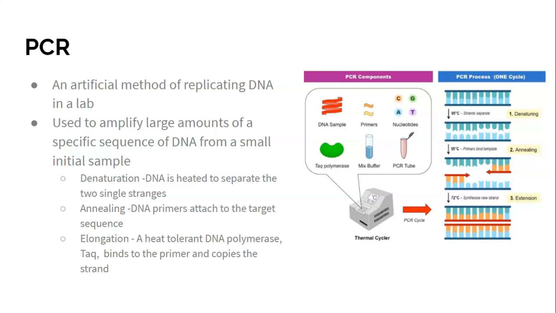And then you have primers in the liquid that the DNA sample is in, and so those DNA primers attach to the target sequence, and then you elongate that. So then you have a heat-tolerant DNA polymerase called Taq, and that binds to the primers that are in the mix already, and it copies the strand, and it continues to copy until you reach the amount that you're looking for, and so it will go on for a couple of hours and it will just synthesize new DNA so that you have a larger sample so that you can really look at it.